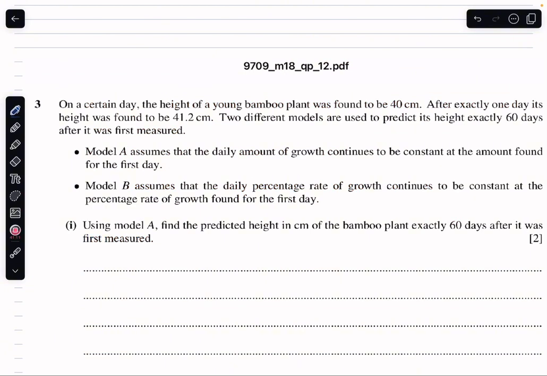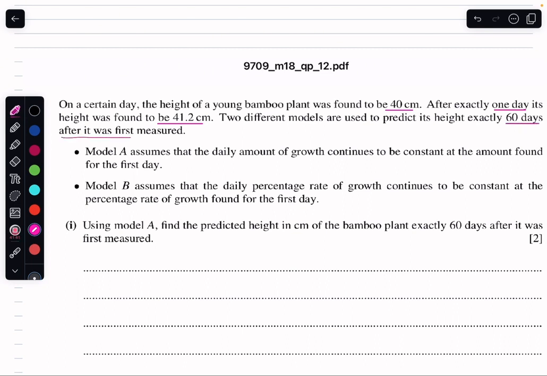The next question is from summer 2018 and it's variant 2. And the question says, on a certain day, the height of a young bamboo plant was found to be 40 centimeters. After exactly one day, its height was found to be 41.2 centimeters. The height has increased from 40 to 41.2. Two different models are used to predict its height exactly 60 days after it was first measured.